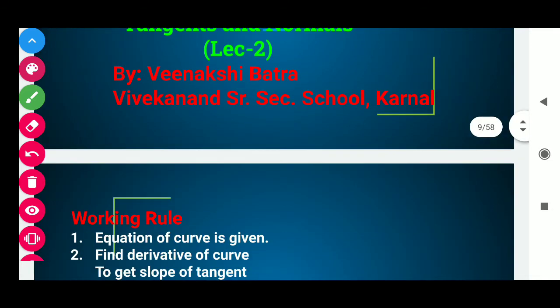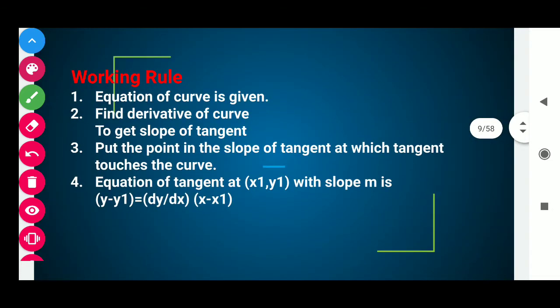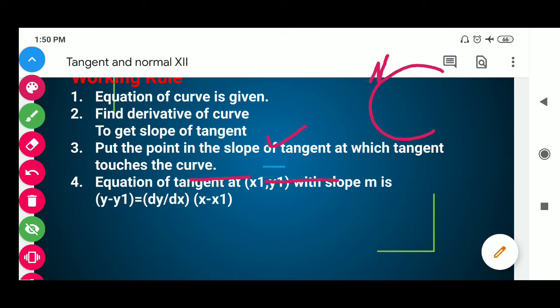So students, let's start. First, here I am sharing with you the working rule for the questions. The equation of the curve is given, and then we have to find the derivative of the curve to get the slope of the tangent. After that you have to put in the point at which the tangent touches the curve. Suppose here we have a curve and a straight line that meets the curve in just one point.